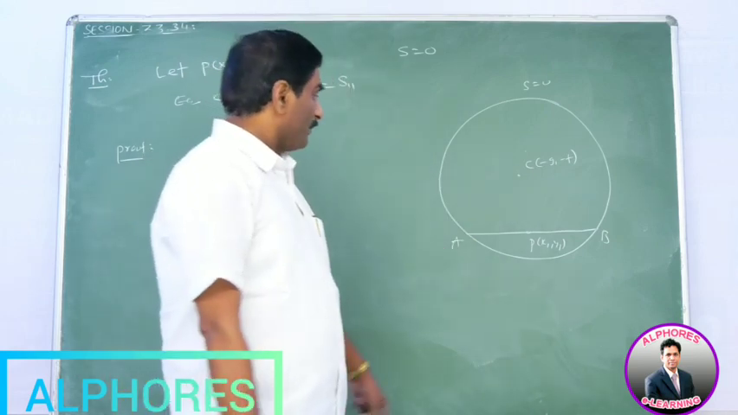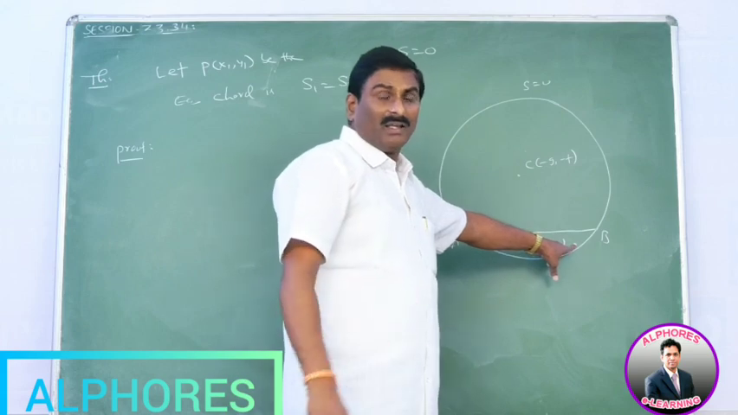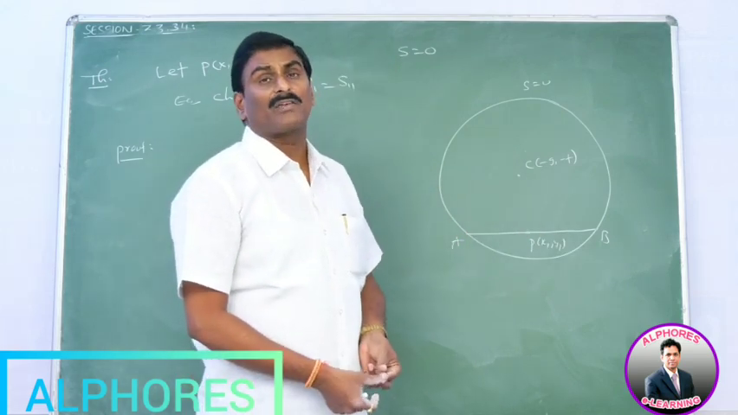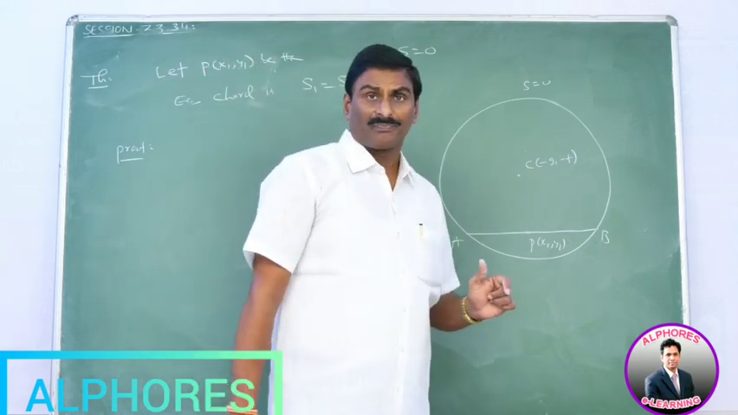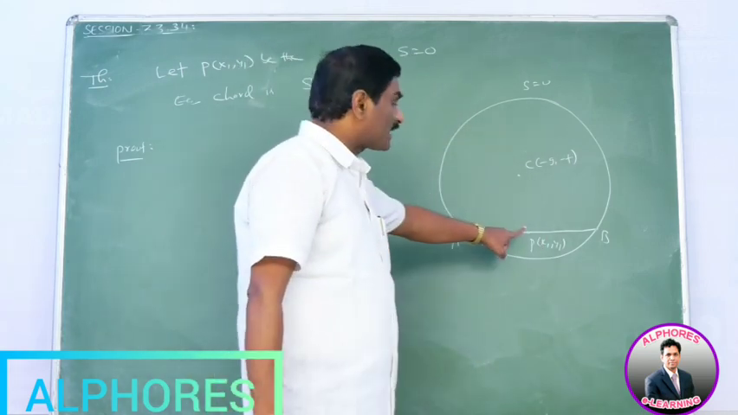Here P(x1, y1) is already one of the points on the line. If we find the slope of the line AB, then the equation of the line AB is y minus y1 is equal to m into x minus x1. If we find m, then we get the equation of the line AB. Okay? So here, one of the points is P(x1, y1). P is the midpoint of the chord.